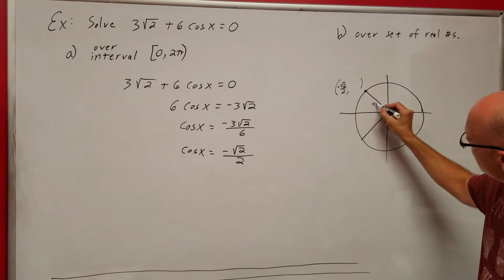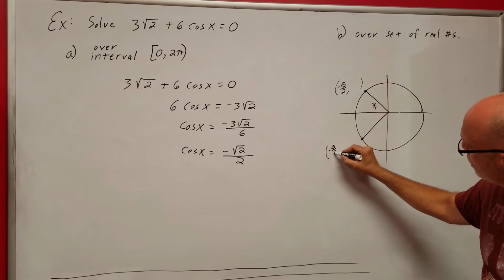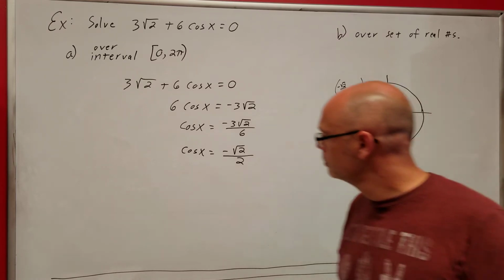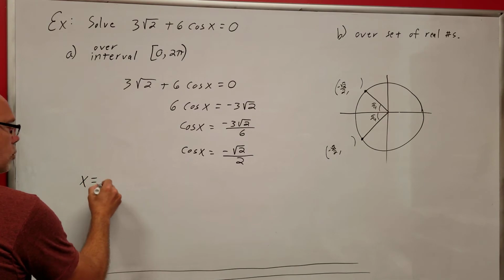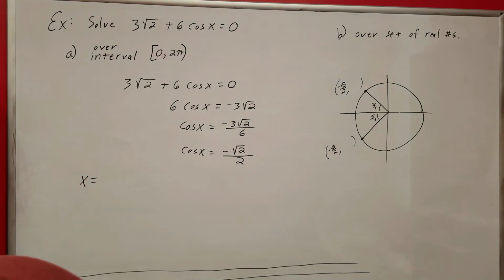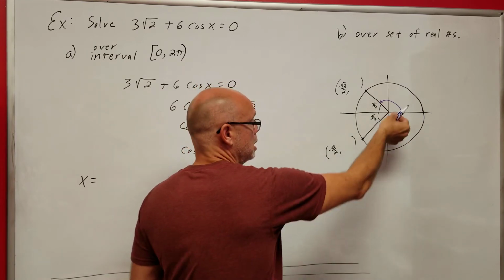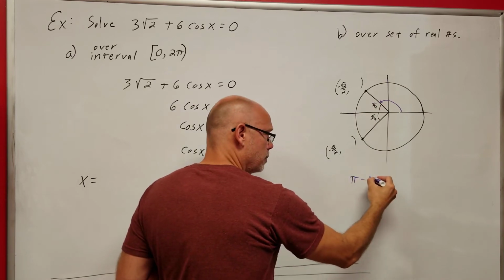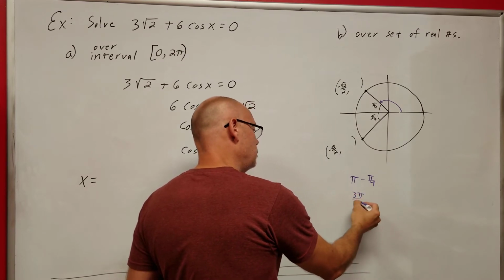At a reference angle of pi over 4 here. And then over here I get negative square root of 2 over 2 as my first value, at a reference angle of pi over 4 here. Alright, so which angles is this? One of the angles is going to be this angle right here. Couldn't I say that that is pi minus pi over 4? What's pi minus pi over 4? Yeah, 3 pi over 4.